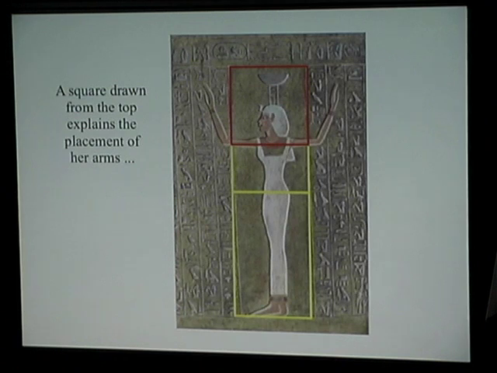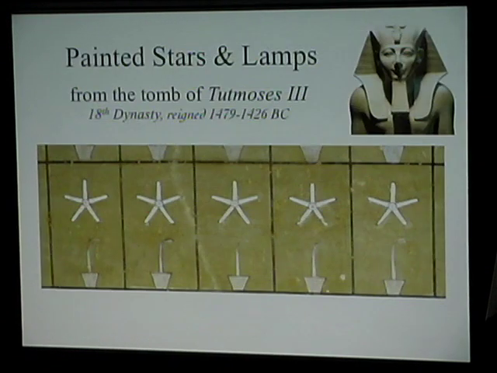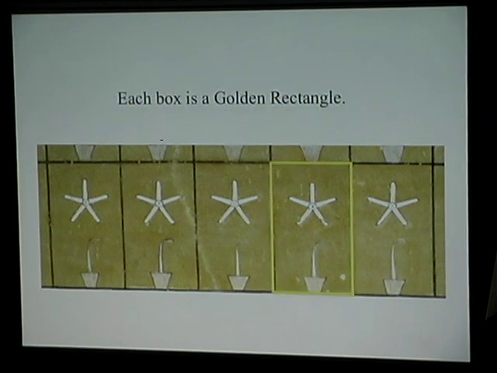And you can take this a little further. If we lop out a square from the top of that, you can see it leaves a golden rectangle. And simply quartering the square shows us more of the scheme, the top of her head, and the alignment with her name. Here we have some painted stars and lamps from the tomb of Tutmosis III, 18th dynasty also. You see here a star and a lamp offering. And guess what? The boxes are golden rectangles. How the Egyptologists can't find this, I have no idea.